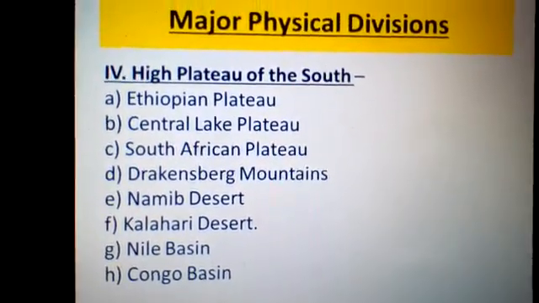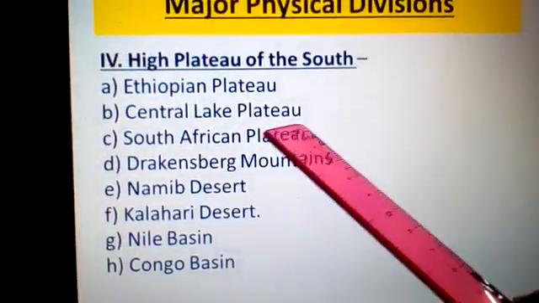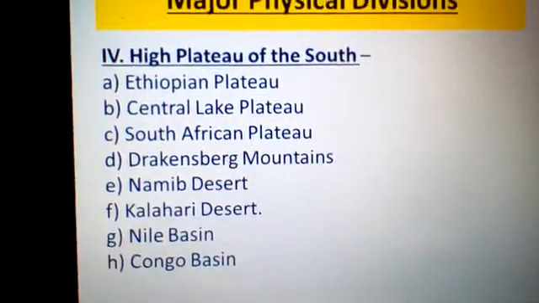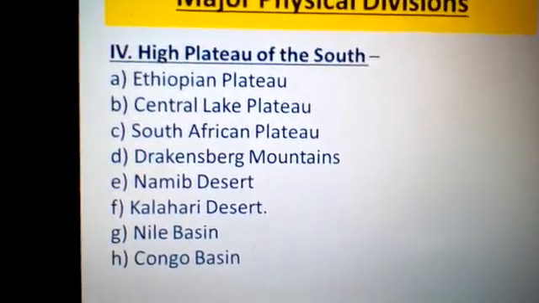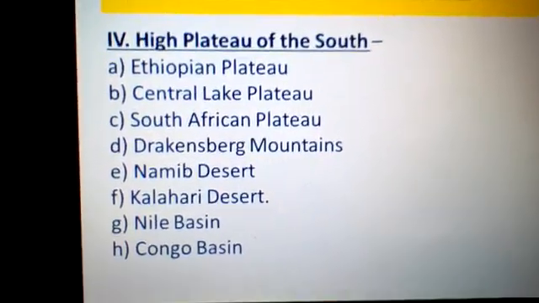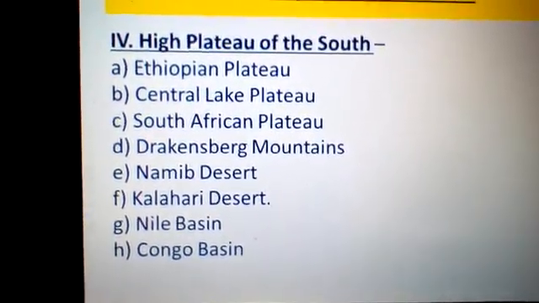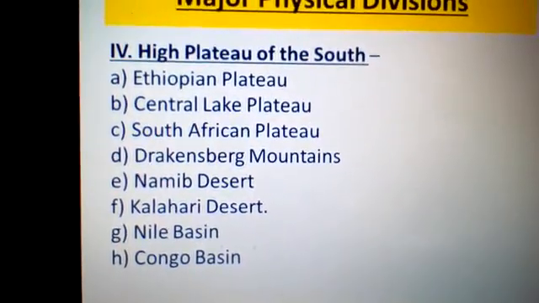The fourth major division is the high plateaus of the south. Now, this has a lot of features. Number one, the Ethiopian Plateau, the Central Lake Plateau, South African Plateau, and the Drakensberg Mountain. Now, it also has the Namib Desert, Kalahari Desert, Nile Basin, and Congo Basin. I'll be discussing all of them in detail.